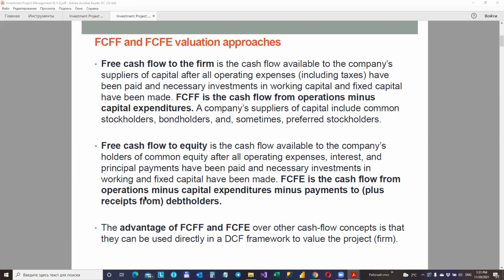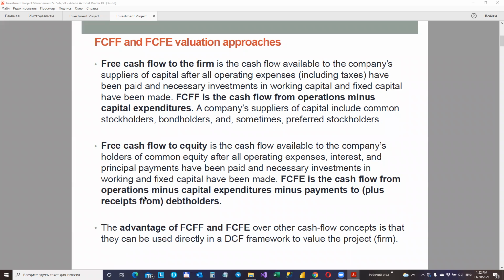The equations analysts use to calculate FCFF depend on the accounting information available. Then free cash flow to equity is the cash flow available to the company's holders of common equity after all operating expenses, interest, and principal payments have been paid and necessary investments in working and fixed capital have been made. FCFE is the cash flow from operations minus capital expenditures minus payments to plus receipts from debt holders.